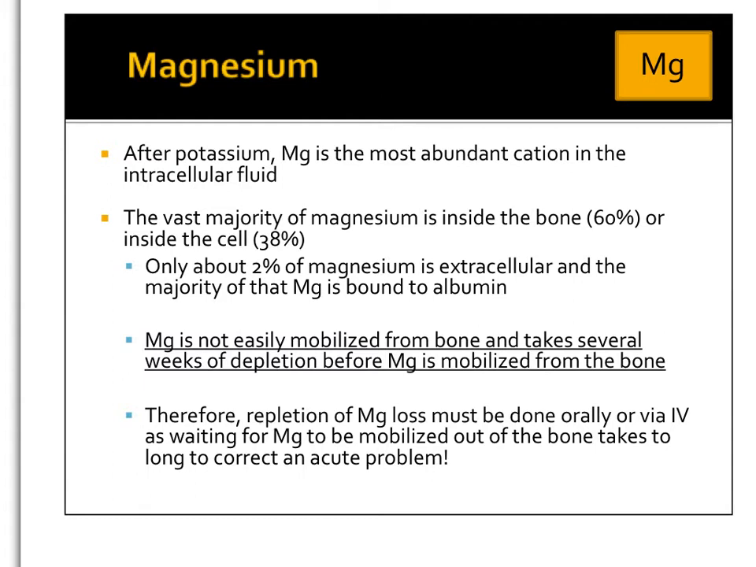So if you're noticing that a mag level is low, you're going to need to replace it, because if you wait for it to be ripped out of bone so that the body naturally replaces it on its own, this will take a great deal of time. So when you're noticing that the patient has low mag, you'll need to replace that.